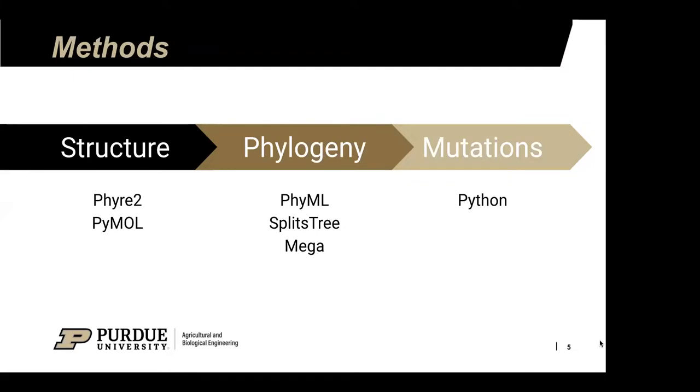So to conduct our analysis of this gene, we analyzed three portions of it. We analyzed its structure using programs called PhiRho and PyMol. We analyzed its phylogeny using PhiML, Splitstree, and Mega. And then we conducted our final mutational analysis using Python coding.